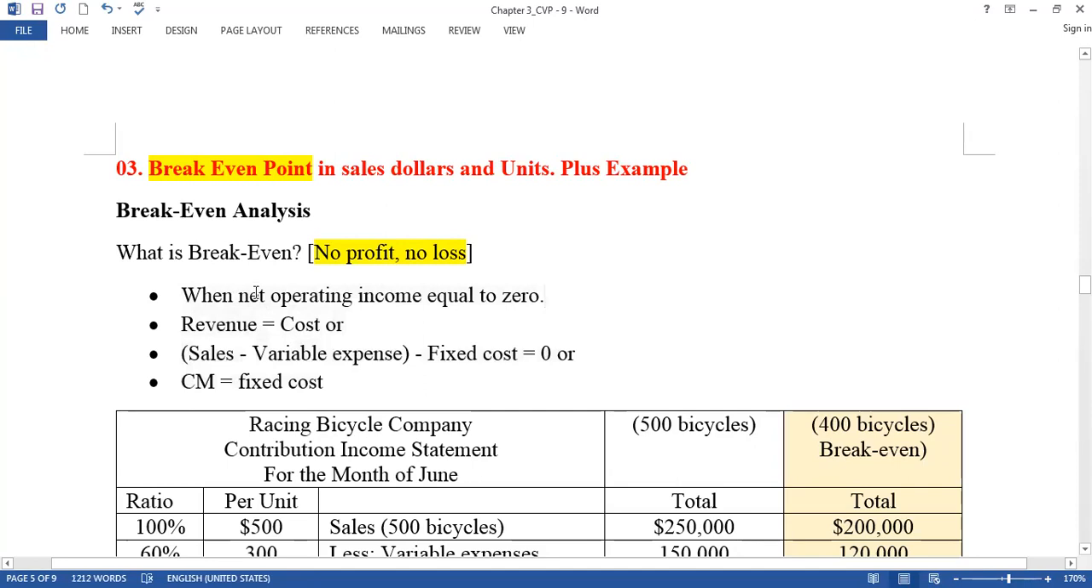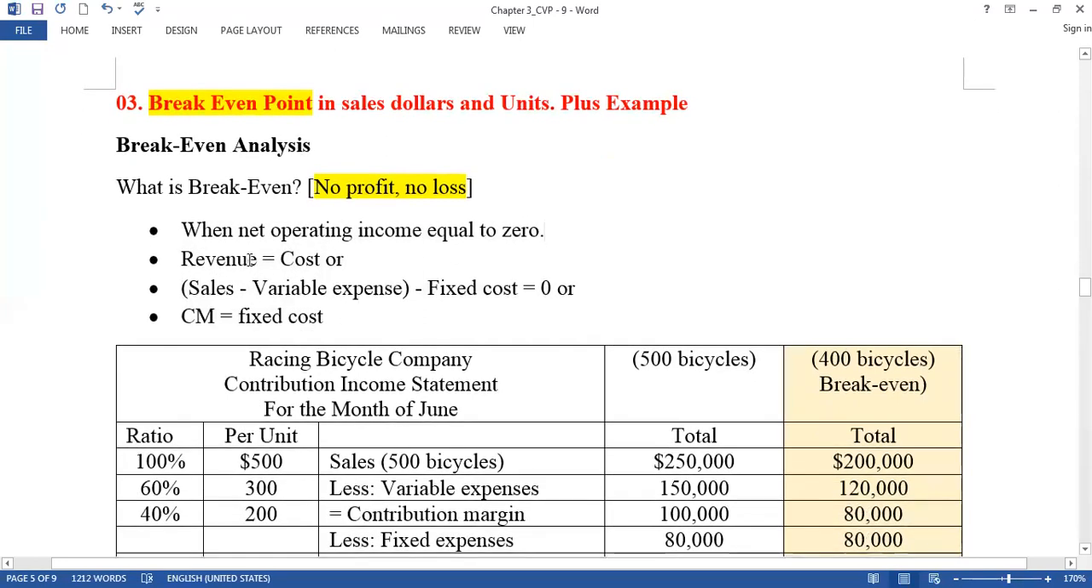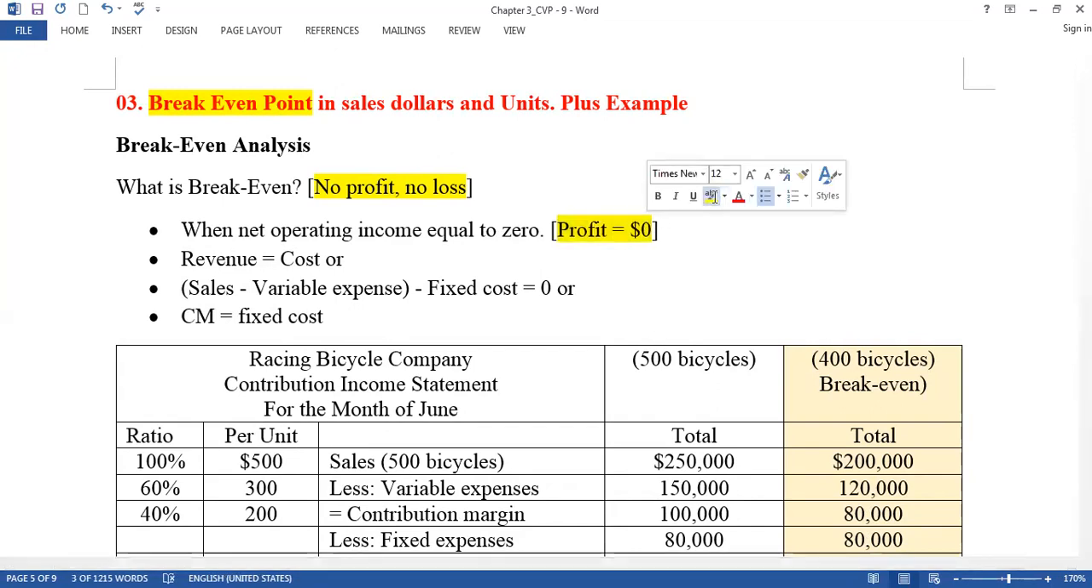Look at here. First, when net operating income equals 0, that means profit equals $0. If your profit equals $0, it means that you don't have any profit and you don't have any loss, right? Clear? So when profit equals $0, it is called break even.